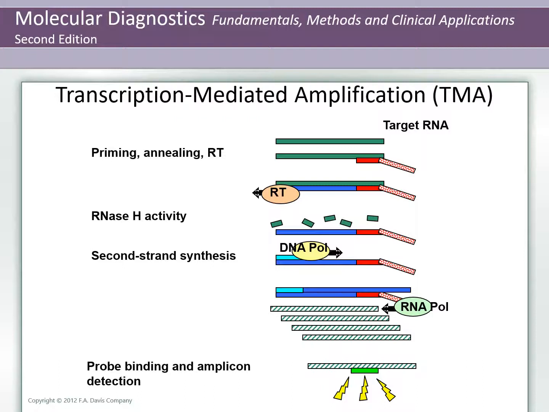The complementary DNA produced in the first step serves as a template for RNA polymerase. Many copies of RNA are subsequently synthesized, which are primed by a complementary primer for synthesis of another RNA-DNA hybrid. Target-specific probes are then bound to the RNA, and the target amplicon can be detected.